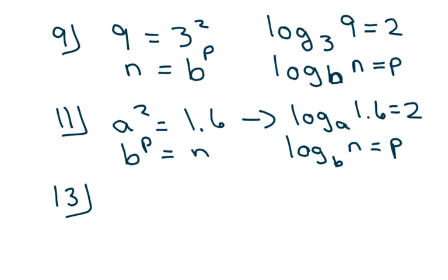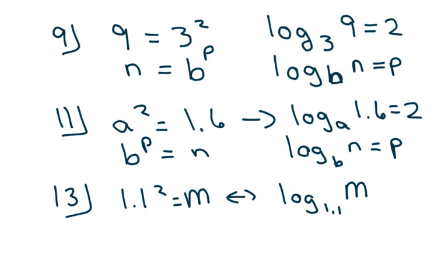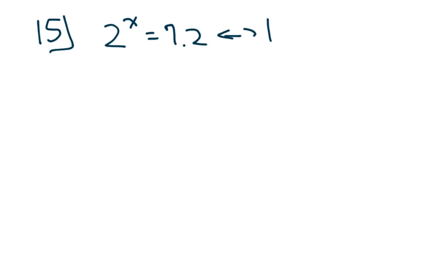13 is 1.1 squared equals m. So that's going to go to log of your base, which is 1.1, of your value m, equals your power 2. And 15, we have 2 to the x equals 7.2. So that gets changed to log. Your base is 2, your number is 7.2, and your power is x.